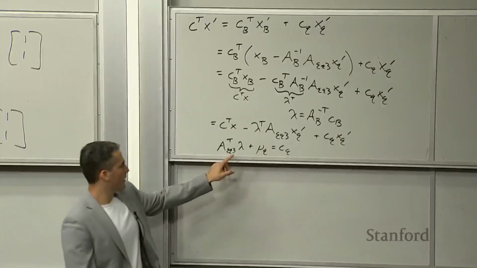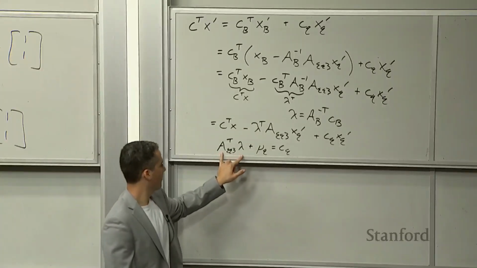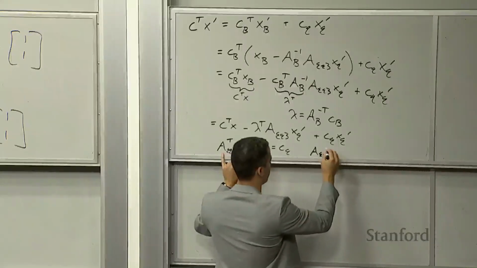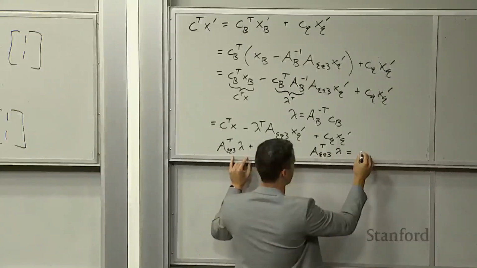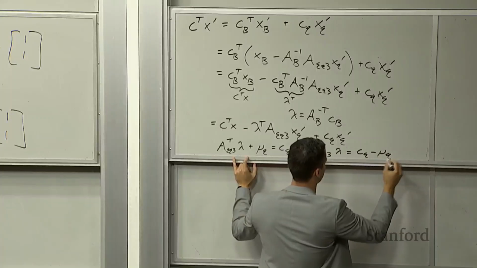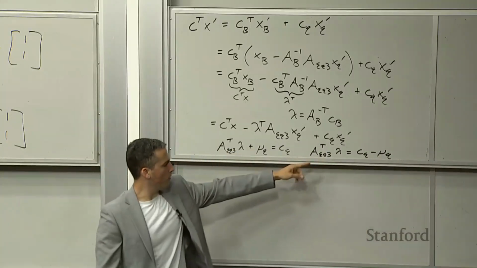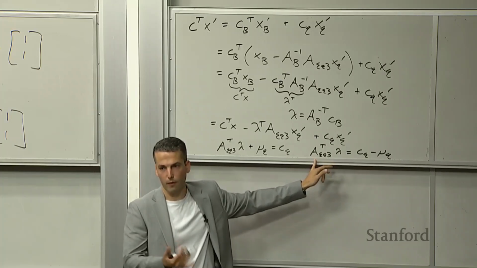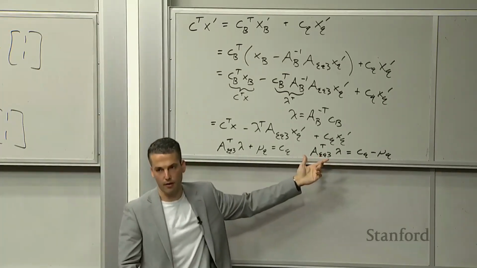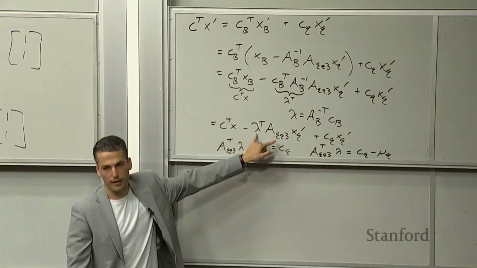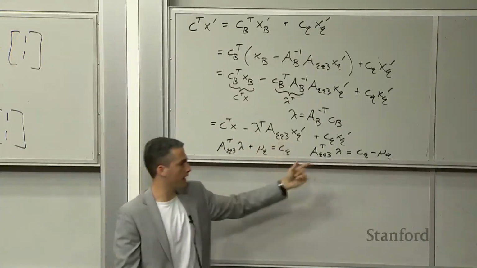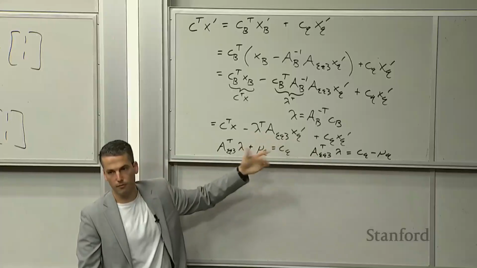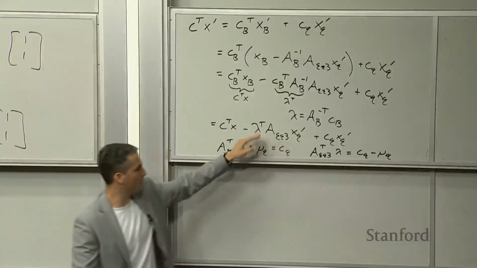If we solve this for this term right here, we get A_Q transpose lambda equals c_Q minus mu_Q. This A_Q transpose lambda is just a scalar, so whichever way we do the transpose doesn't matter. A_Q transpose lambda or lambda transpose A_Q, they're the same thing. So we can just substitute this in now.